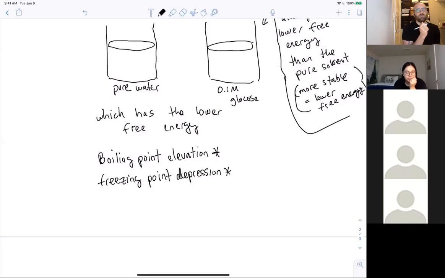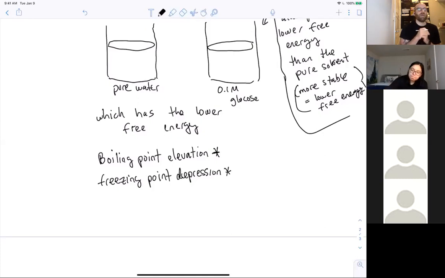Yeah, so I'm not sure exactly how to answer that question, Eva. Things are spontaneous when delta G is negative. That's correct. Here we're talking about something different.